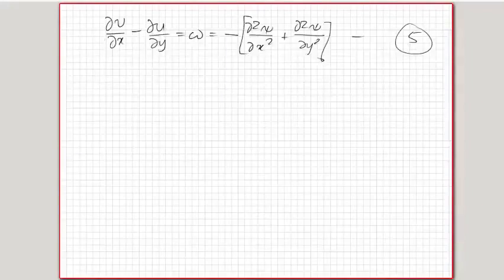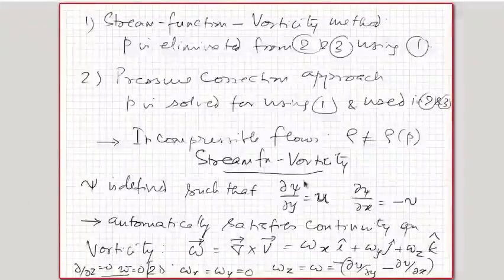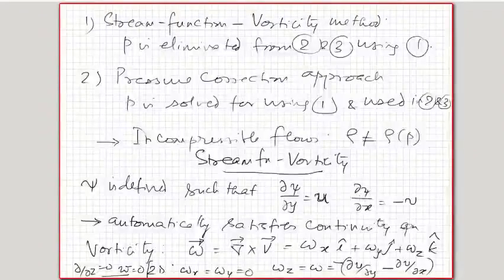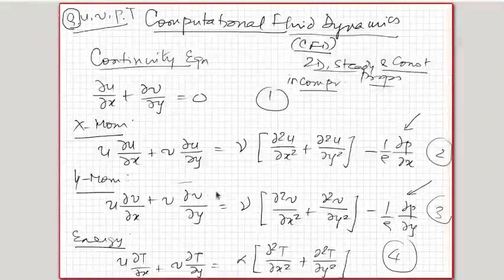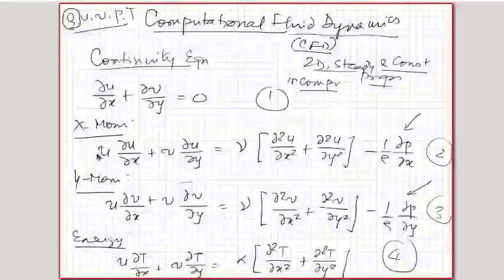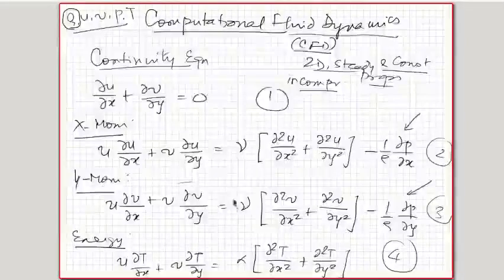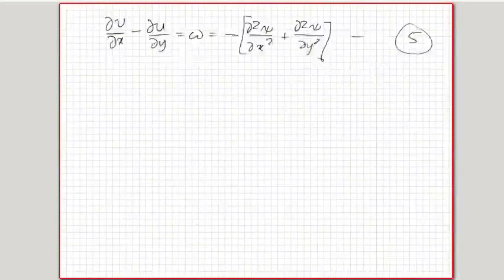Now, if I substitute these, del psi by del y equal to u and del psi by del x equal to minus v, and using them in the two momentum equations. Okay, so what I do is I take the second equation and differentiate with respect to, so you need to get a del u by del y, so you differentiate this with respect to y, and you need a del v by del x, so you differentiate this with respect to x, and then subtract the second from the third.